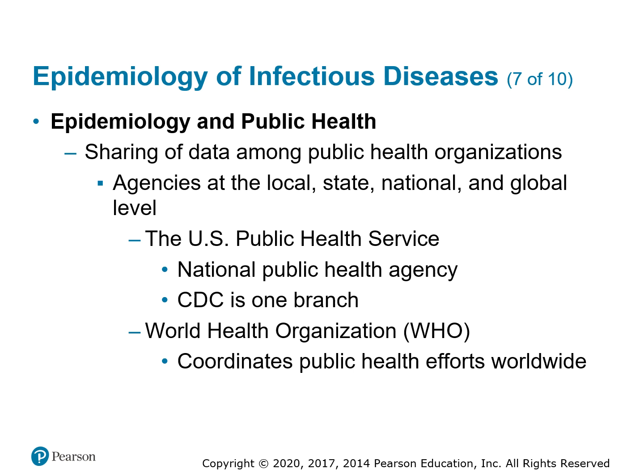What about epidemiology and public health? So sharing of data among public health organizations is critical. It is important that we're keeping all of this data because it allows public health officials that look at this to try to manage disease. So there are agencies at the local, the state, the national, and global levels. The U.S. Public Health Service includes the National Public Health Agency. The CDC is one branch of that. And of course, the World Health Organization, which coordinates public health efforts worldwide.